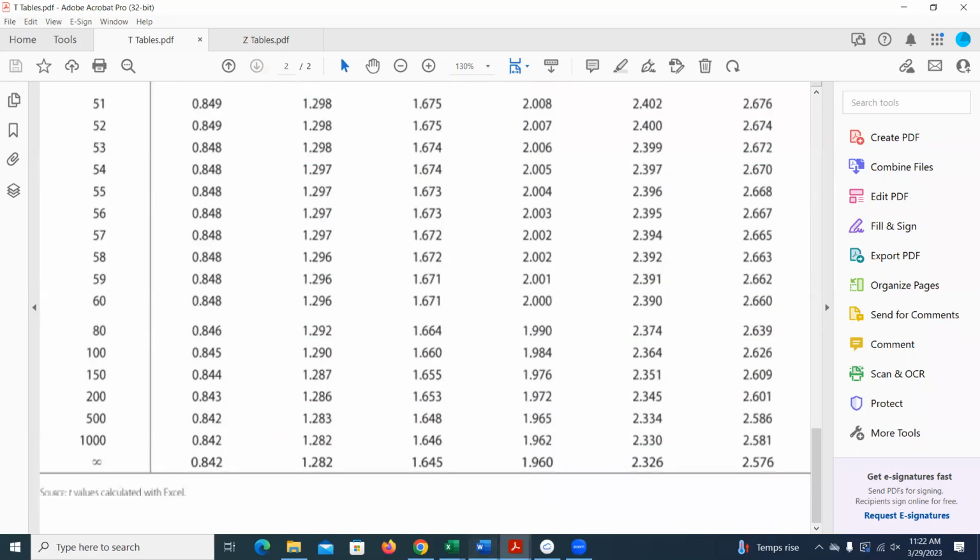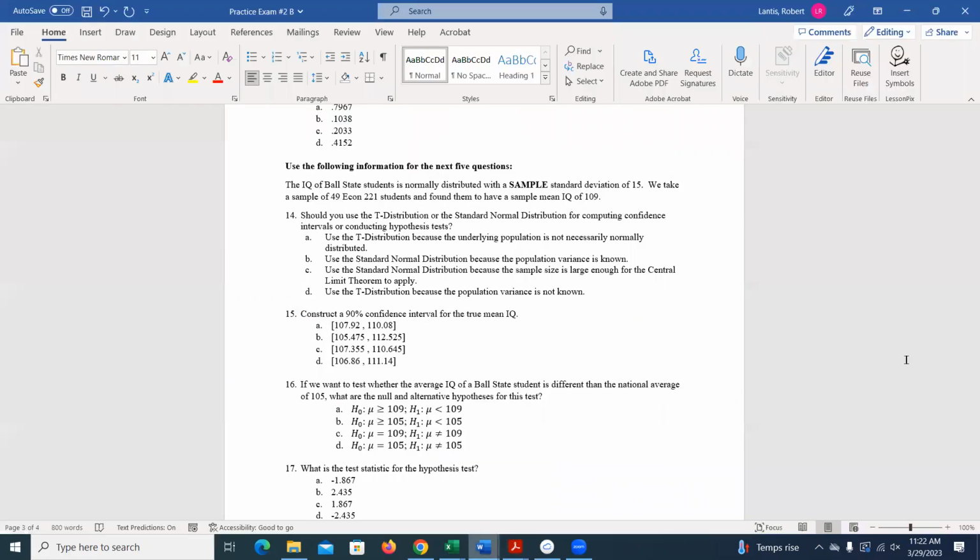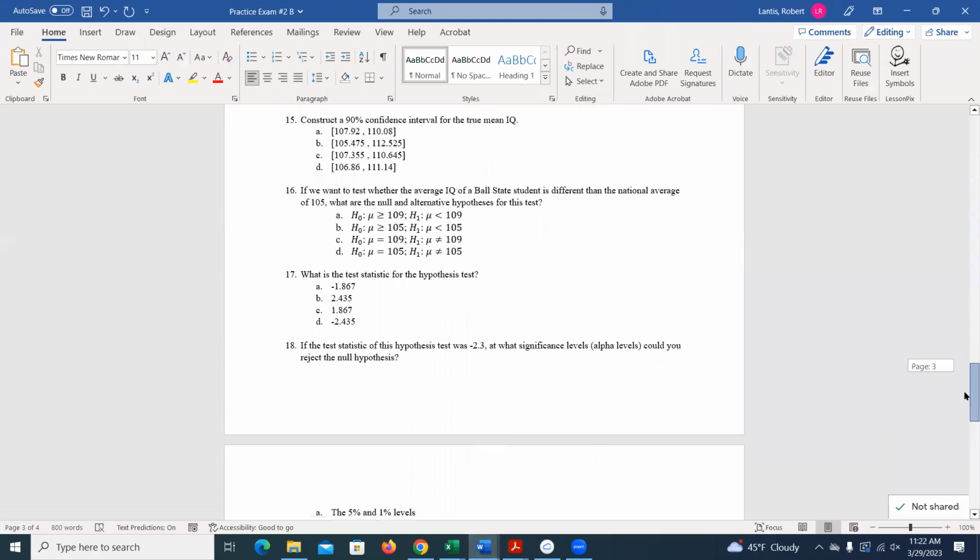Okay, so let's dive into some hypothesis testing here. We'll keep using the same setup once again. Our answers are going to be a little bit different from what we're looking at here on the practice exam because I changed the example to only have a sample standard deviation. So in this first one, we want to identify the null and alternative hypothesis.